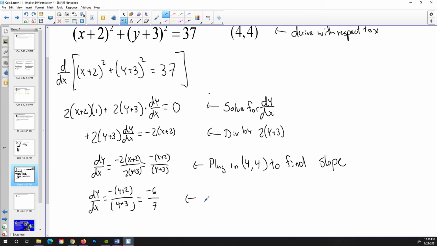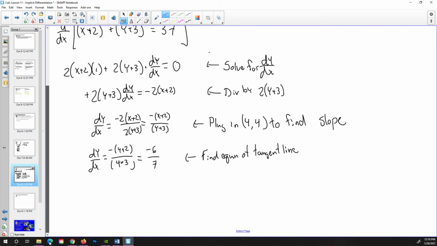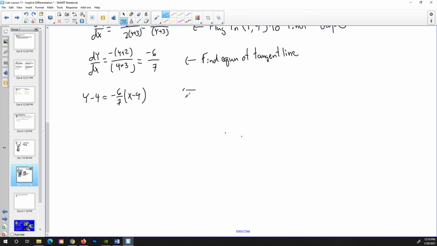And so I'm going to find the equation of the tangent line. And we'll just use the point slope form. So y minus 4, because that's the y value of the point. And then our negative 6 over 7 times x minus 4, because again, that is the x coordinate of the point. And then we'll just solve. So I'm going to distribute here.